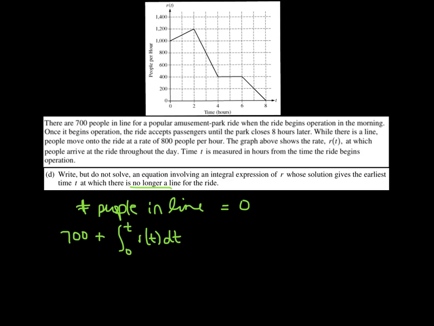And last thing I had to do was subtract away the number of people who were getting on the ride per hour. So I had to subtract away that 800 times the number of hours. And that is the full expression for the number of people in the line at any time t. So 700 plus the integral from 0 to t of r of t dt minus 800 times t, and we want that to equal 0. That is the equation I'd write in order to solve part D. Make sure you understand every part of that and that you feel good about it.